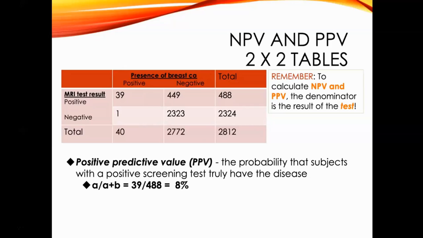A over A plus B, so 39 over 488 is 8%. So that's really low. That means in this study, if someone had a positive MRI, the probability that they have breast cancer is only 8%.